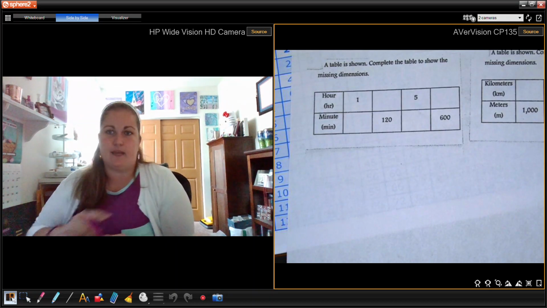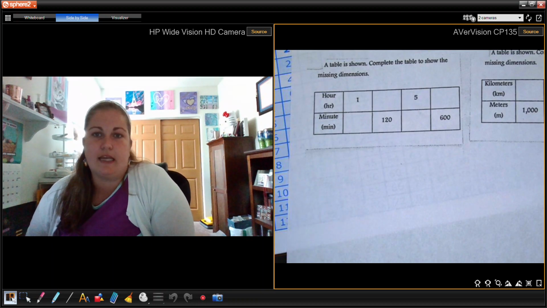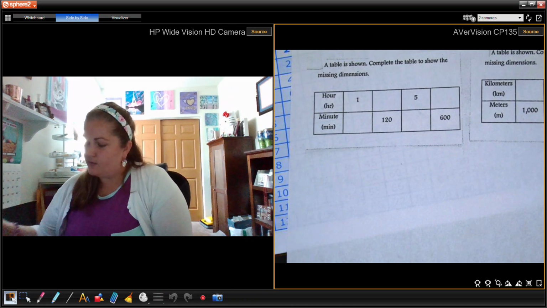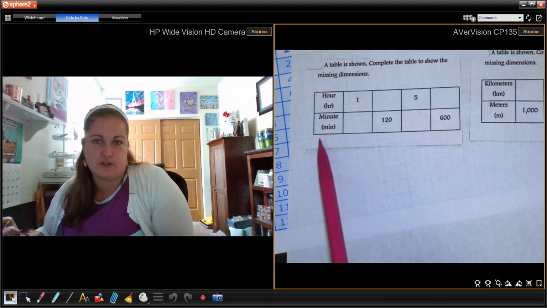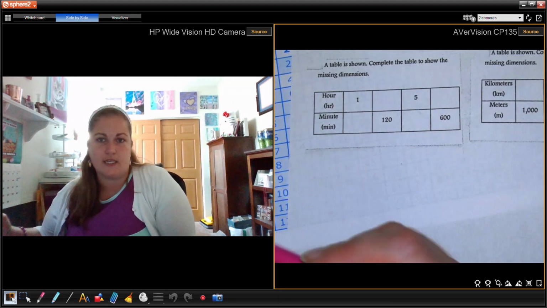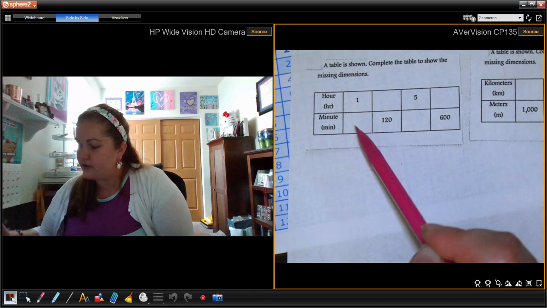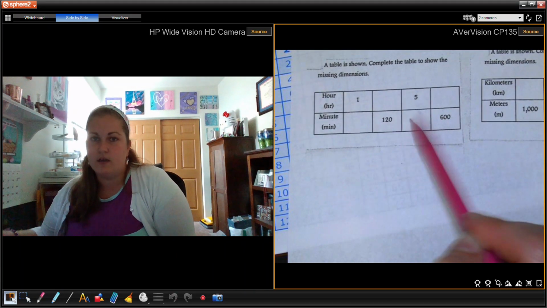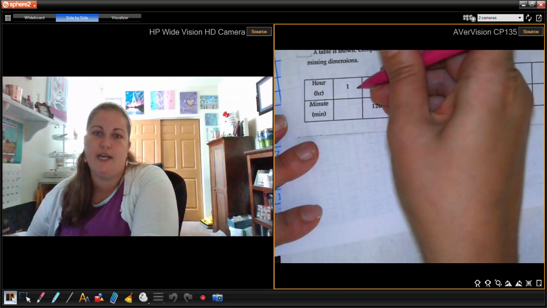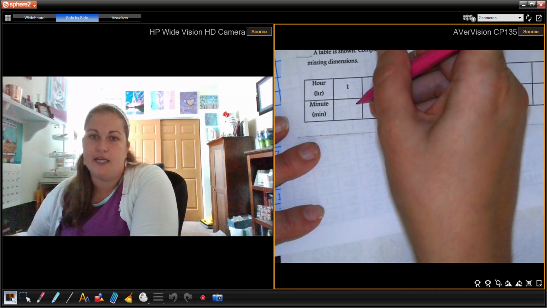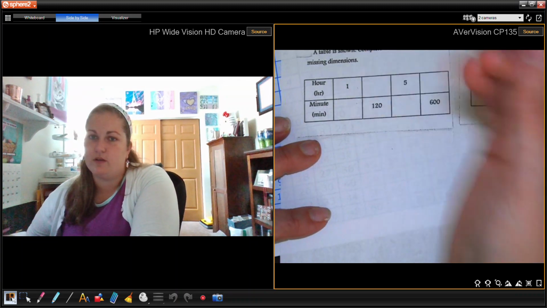Okay, so it says a table is shown. Complete the table to show the missing dimensions. So when it says missing dimensions, hours and minutes, those are dimensions. It's a quantity of something. So you've got 4 things that are missing. 1, 2, 3, 4. Okay, so the first one will be the easiest because it says 1 hour is blank minutes. So if you know that already, you could fill that in.